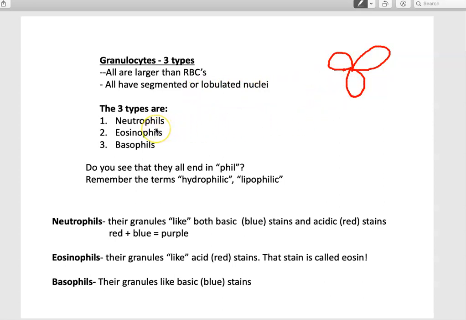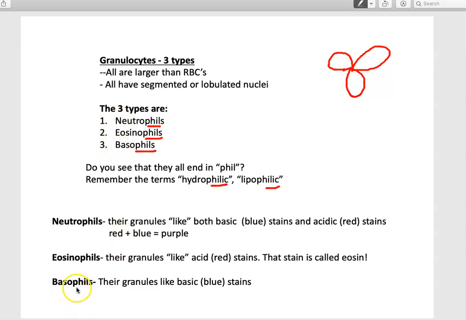Now, the three types of granulocytes we have are neutrophils, eosinophils, and basophils. They all end in phil. What does phil mean? You've seen that word, that phil, before in Bio 107. Remember the term hydrophilic? What is hydrophilic? It means it likes water. Lipophilic, it likes lipids. So now we have this guy that likes baso, this guy that likes eosin, and he likes neutro. What do these mean?